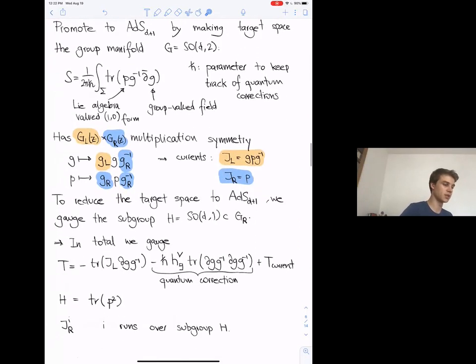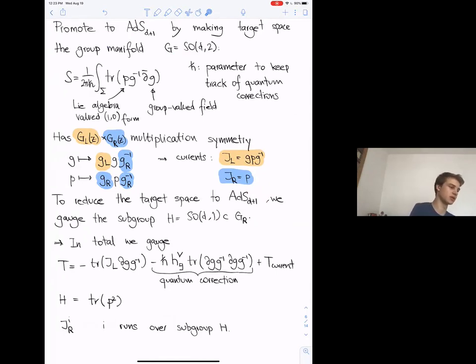So basically now I want to repeat the exact same story by promoting the target space from flat space to AdS_{d+1}. I will do it in two steps. I will first take the target space to be the group manifold SO(d,2), and later I will gauge out the subgroup SO(d,1) to reduce it back to AdS_{d+1}.